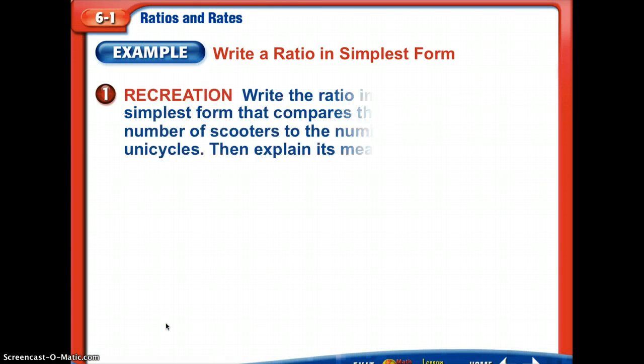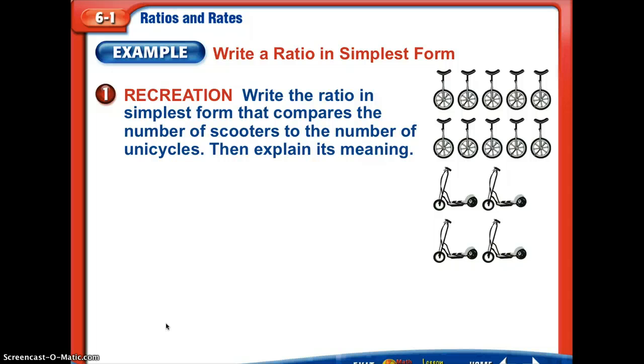Okay, to get going, let's now move on to writing ratio in simplest form or lowest term. If you're going to express ratio in fraction, it means that you are reducing it to lowest term. So for example, write the ratio in simplest form that compares the number of scooters to the number of unicycles up here, then explain its meaning. Scooters, you have 4, and then you have 10 unicycles.